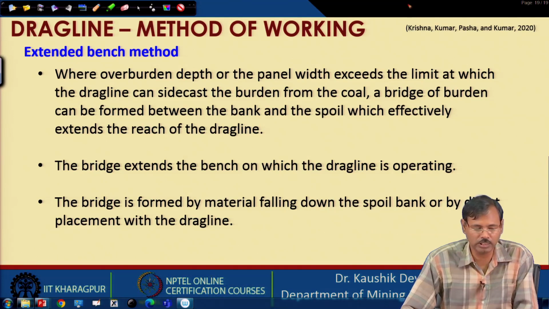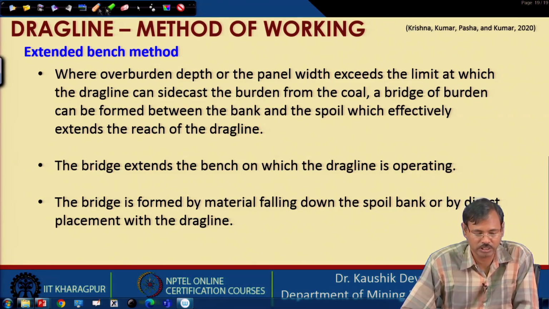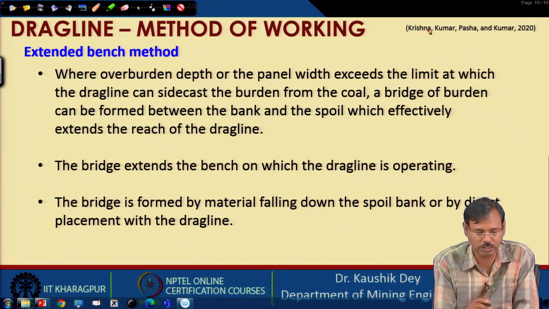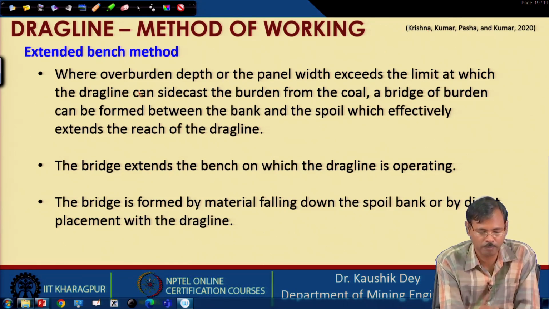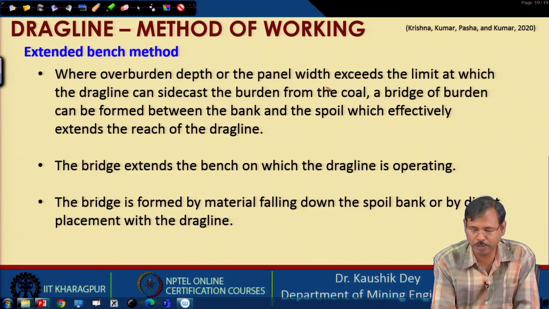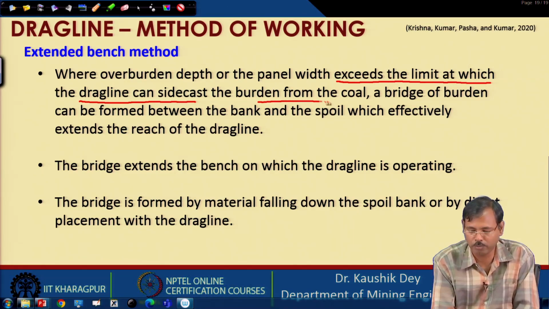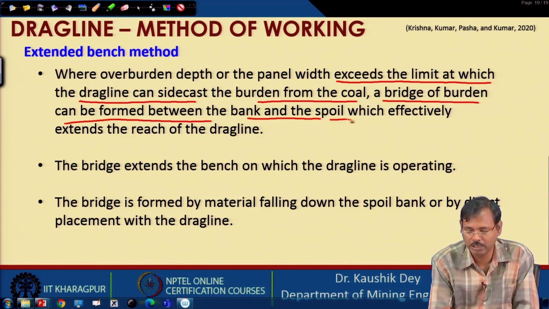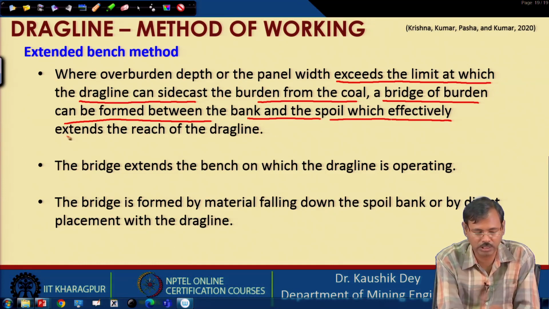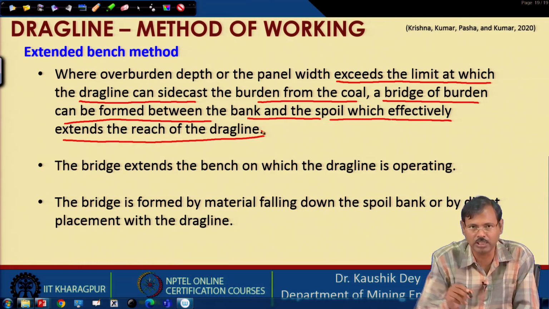Before going into the details of the extended bench method, let us first read out some of these points. This is where the overburden depth or panel width exceeds the limit at which the drag line can side cast the burden from coal. A bridge of burden can be formed between the bank and the spoil, which effectively extends the reach of the drag line.